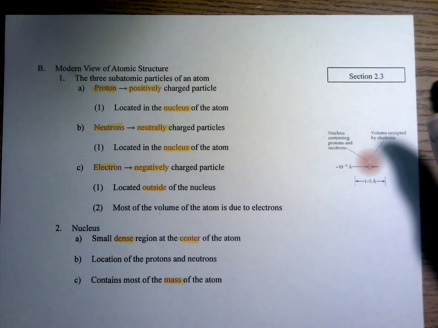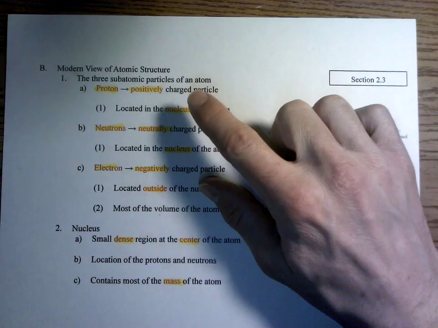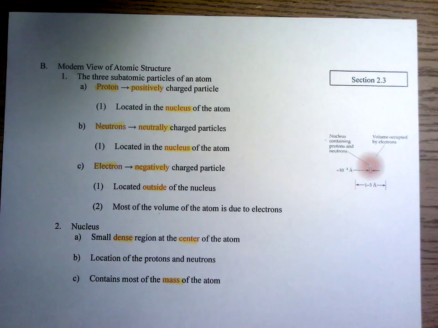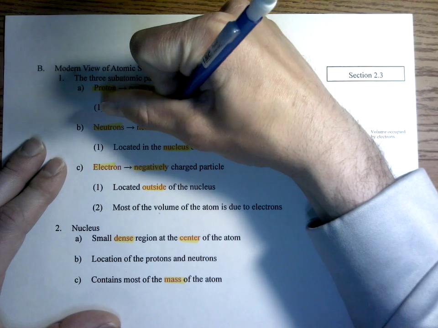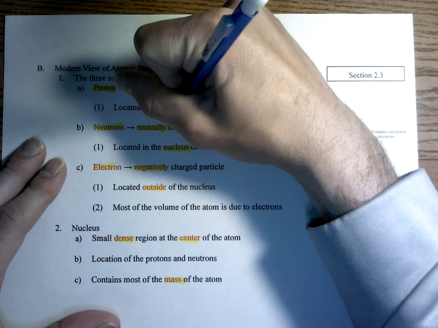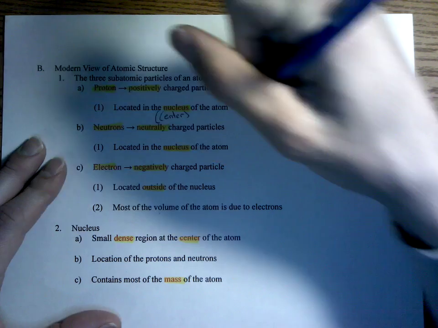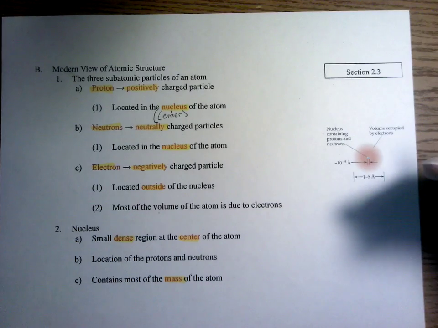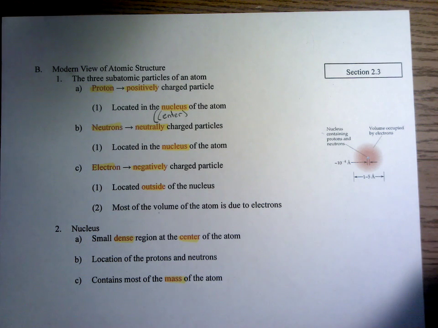One, we have the proton, which is the positively charged particle in the nucleus. Remember, the nucleus, just as a reminder here, is the center of the atom. That is the basics or the setup of where we have our protons and neutrons. Now, the neutron is the neutrally charged particle. It's also in the nucleus. And then we have the electron, which is negatively charged and located outside of the nucleus.